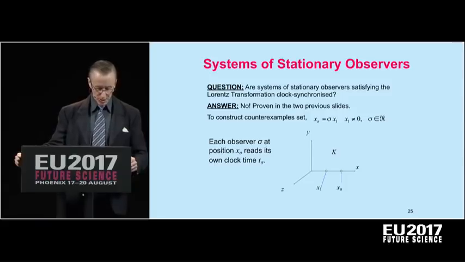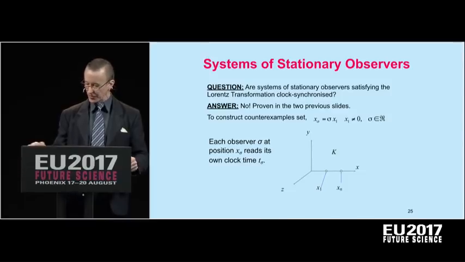Each observer, sigma, at position x sub sigma, reads its own clock, time t sub sigma. So x sub 1, you see there, x sub sigma, they're located on the x-axis, and they're stationary.